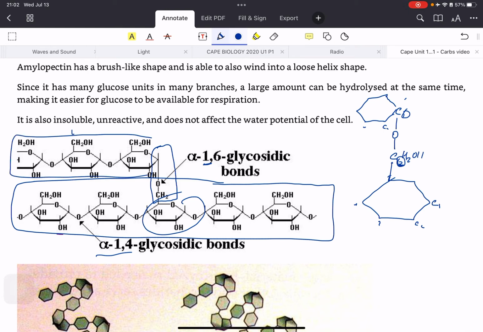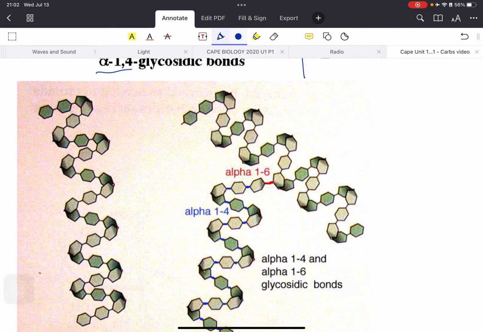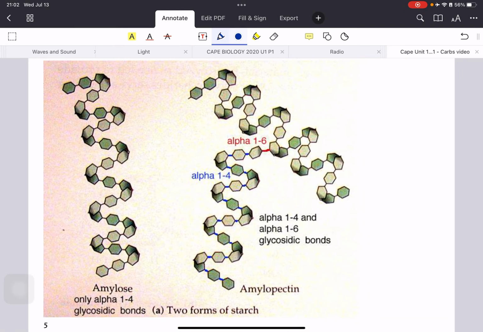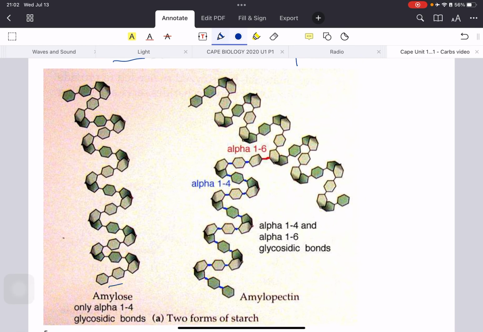And then one of these will branch off, maybe one of these will branch off, and you could see where we're going with that, right? Right, so this is just a diagrammatic representation of how they look. You could see in amylose, the alpha helical shape there. And then in amylopectin, you have the branched shape because of the alpha 1,6 glycosidic bond.